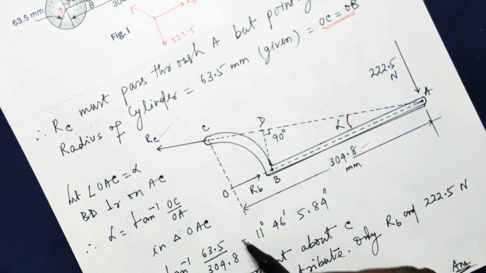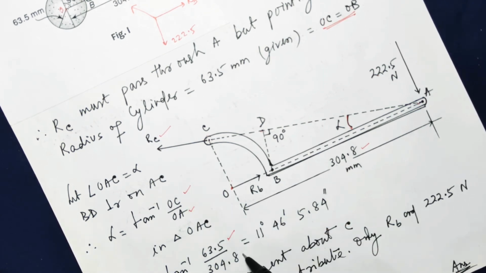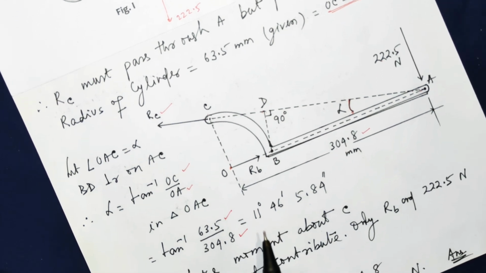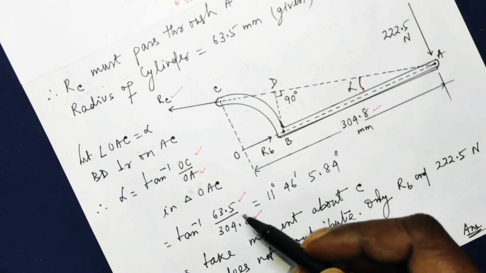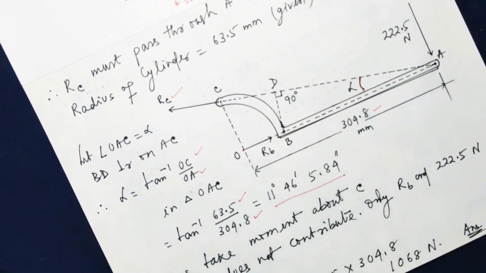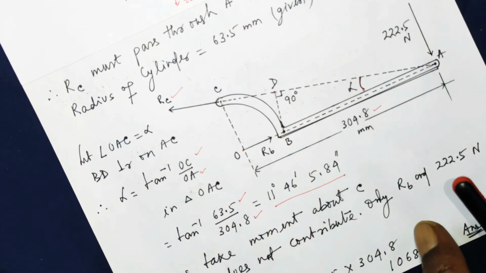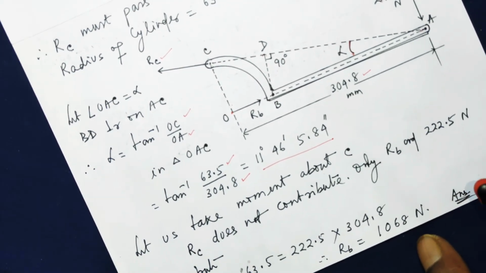So OC is given as 63.5, and O is given as 304.8. So alpha is tan inverse of 63.5 over 304.8. That comes out to be 11 degrees 46 minutes 5.84 seconds of arc. Now let us take the moment about point C first.